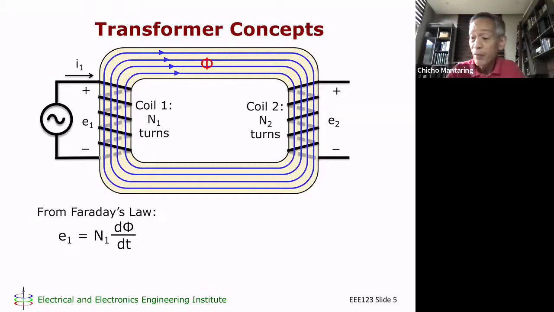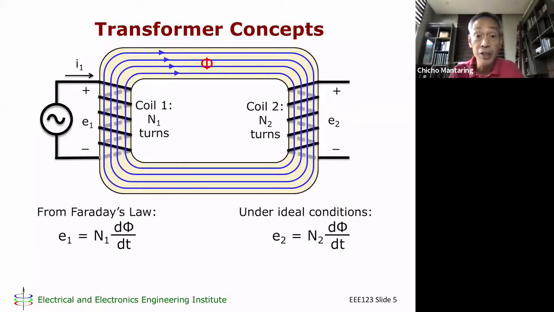From Faraday's law, we already derived this earlier. E1 is equal to N1, where N1 is the number of turns of coil 1, dφ/dt. Since it is the same flux, we can conclude that E2 will be equal to N2, the same φ, the same flux, dφ/dt. This is under ideal conditions. So if I get the ratio of E1 to E2, that is just N1 over N2. The ratio of this voltage to this voltage will just be equal to the ratio of the number of turns of coil 1 to the number of turns of coil 2.